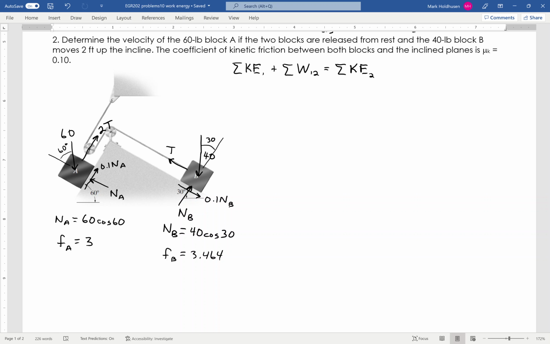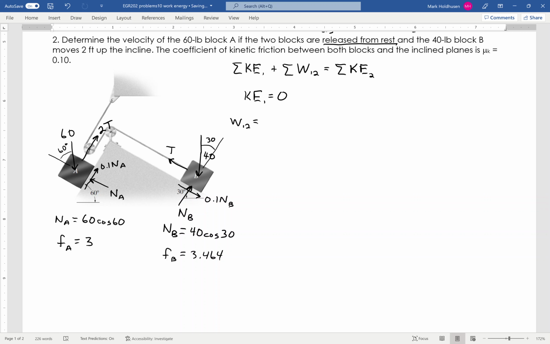Again, the normal force is not going to be doing any work because it's perpendicular to the motion of each one of these. So I don't really care about that because I'm going to use work-energy, and the normal force is not going to be doing any work. Okay, so now that we know what the frictions are, we start up here. My initial kinetic energy is 0. Everything starts from rest. Then I've got all of the work on the entire system that I'm going to worry about.